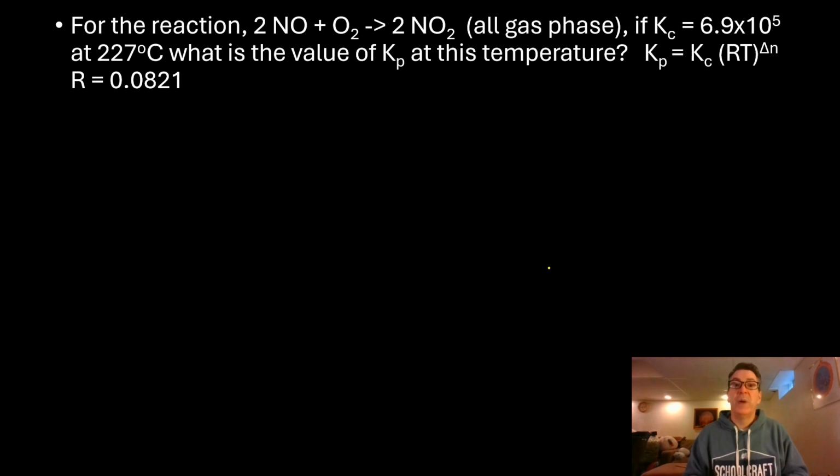Next, for the reaction 2NO plus O2 goes to 2NO2, where everything's in the gas phase, if the equilibrium constant in terms of concentration is 6.9 times 10 to the 5th power at 227 degrees Celsius, what is the value of Kp at this temperature? And they gave us this nice equation over here that relates Kp and Kc together. They are related through the RT and a delta n. They're actually related through the ideal gas law, PV equals nRT. The value for R is this 0.0821.